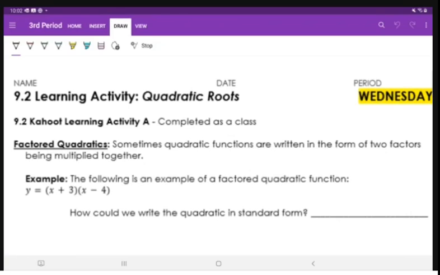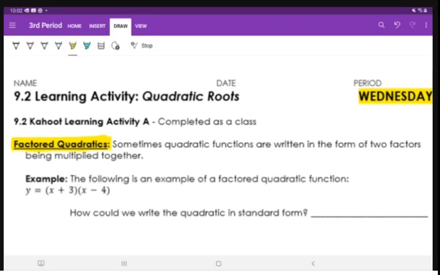We have a new definition here of something called factored quadratics. Sometimes quadratic functions are written in the form of two factors being multiplied together. What are factors? Factors are two things that are being multiplied. Think about this, for instance. What would I do if I wanted to take the number 6 and factor it? How would I write it?